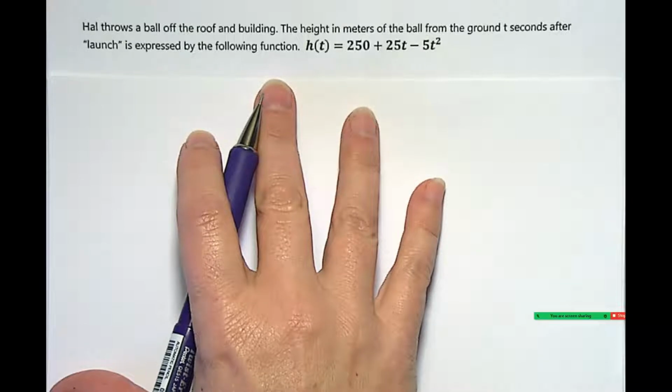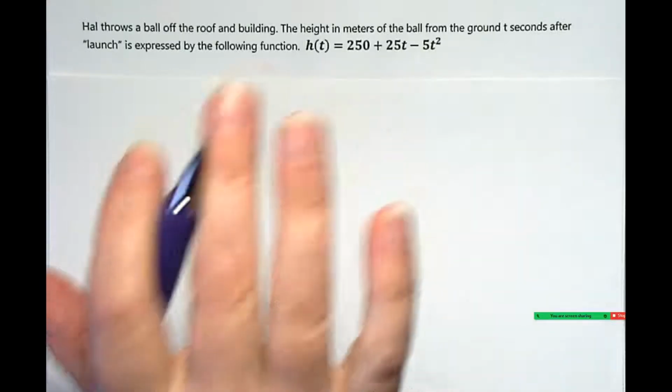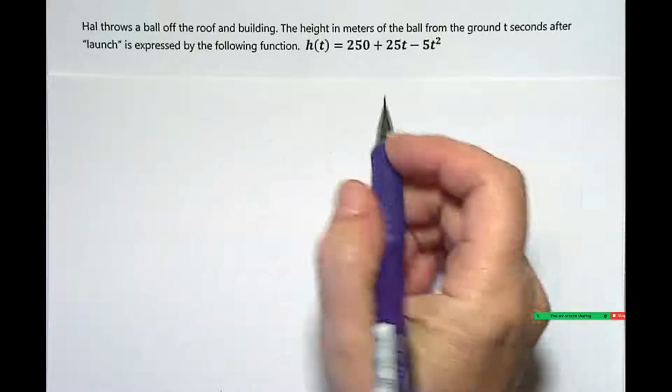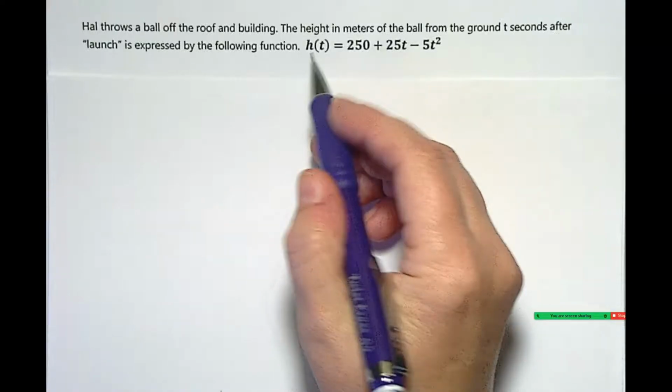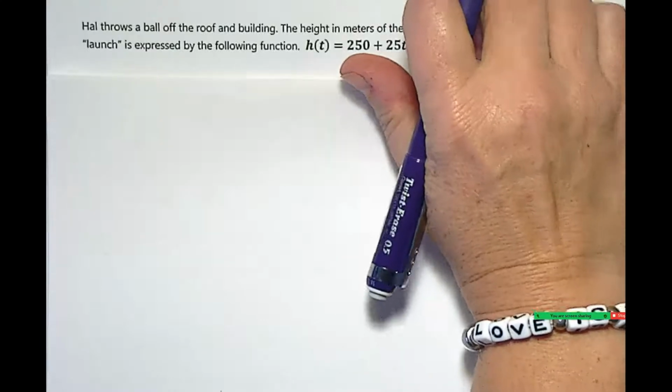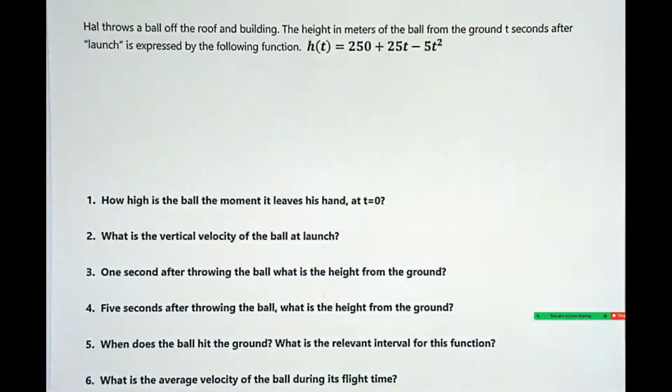The height in meters of the ball from the ground, t seconds after they throw it, is expressed by the following function. So it's either Hal or height, but it's really height because Hal's not jumping off the roof. He's just throwing the ball.